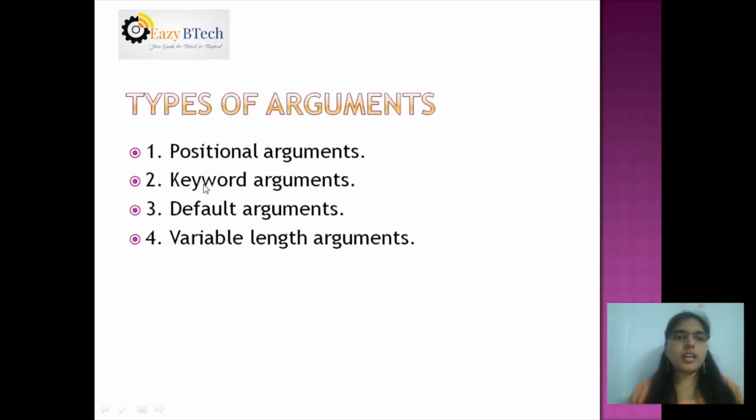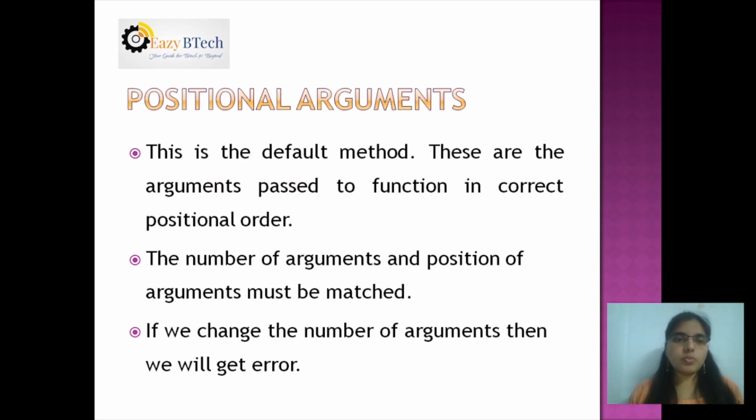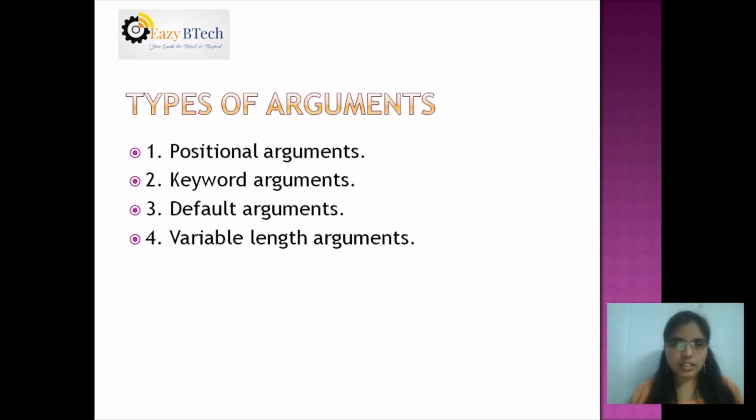See here, types of arguments. In the Python programming language, there are types of arguments. So totally 4 types of arguments are there. That is nothing but positional arguments, keyword arguments, default arguments, variable length arguments. Okay, what are positional arguments? Let's move on to the first example.